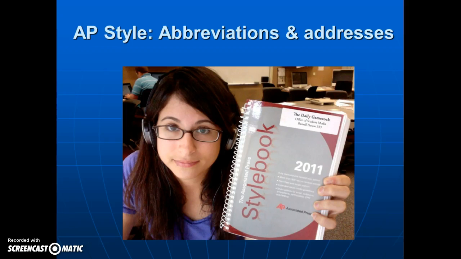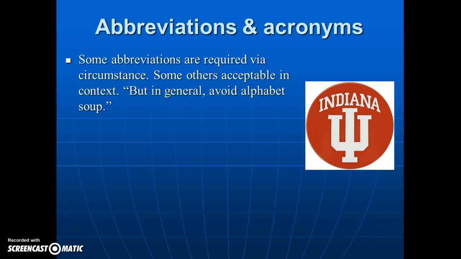Okay, welcome to the AP Style unit on abbreviations and addresses. So we're going to start off with abbreviations and acronyms, and that's anytime we're going to abbreviate something or use just the initials. And the style book will give you the rules and when to use that on first reference, when you need to spell things out, capitalization details built into that, and everything else.